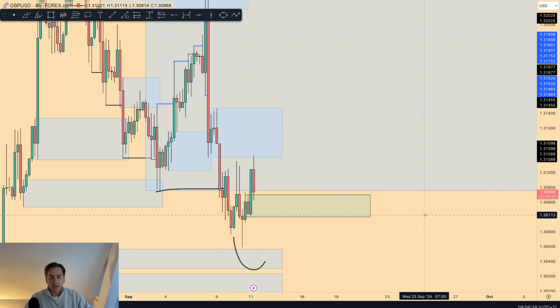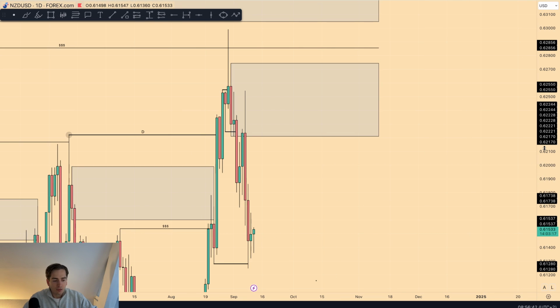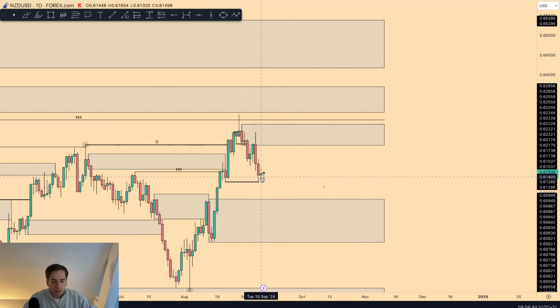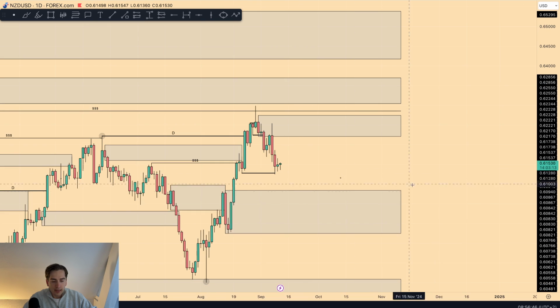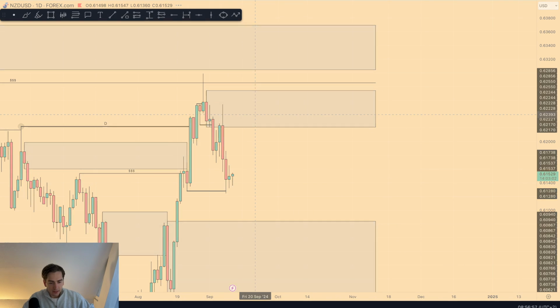Not going to go into the 15. Going into NZDUSD, go into the daily time frame. What are we seeing? Slow price action yesterday on Tuesday. Nothing much happening. Expecting a bigger price movement for the day ahead. Obviously, after liquidating this low over here, we could see another burst in towards the upside.